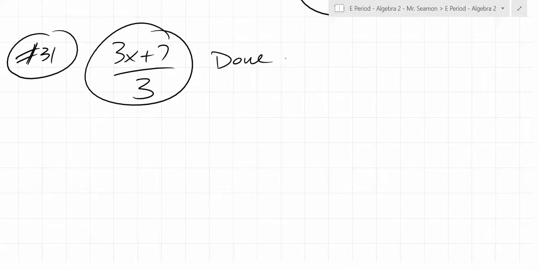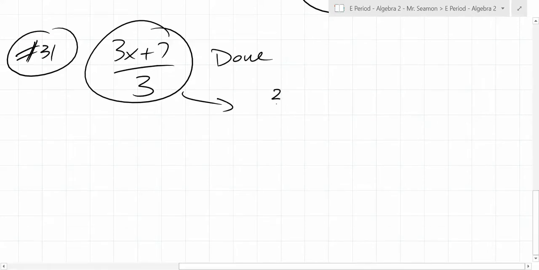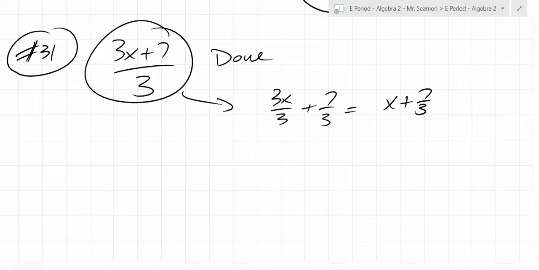You could rewrite it. It's not necessarily considered simpler, but you could rewrite it as 3x over 3 plus 7 over 3, which is x plus 7 over 3. That's another way to write the same thing. Is that necessarily considered to be more simplified? No. So that's not what I'd be looking for. If I gave you 3x plus 7 over 3 and said simplify it, it's done.